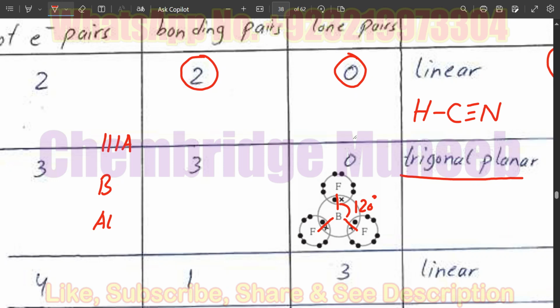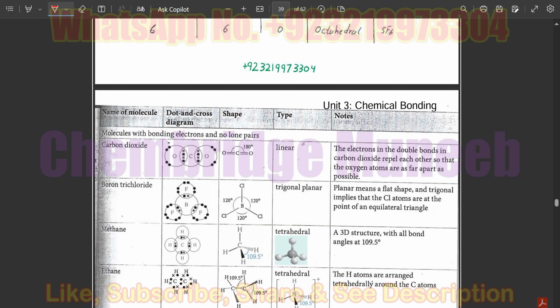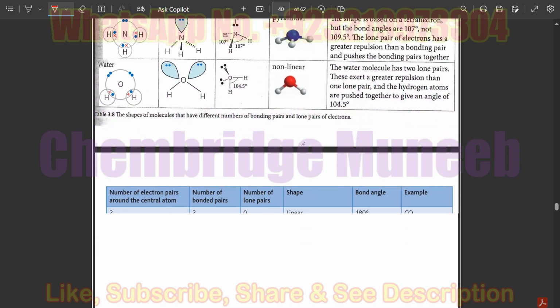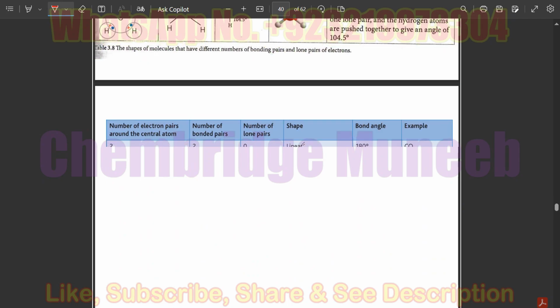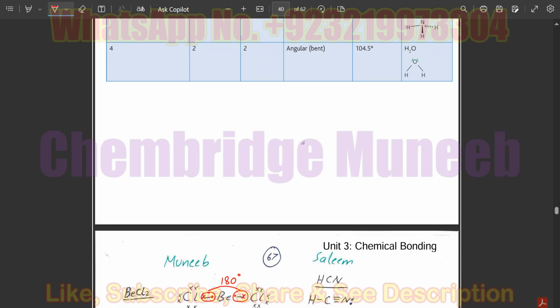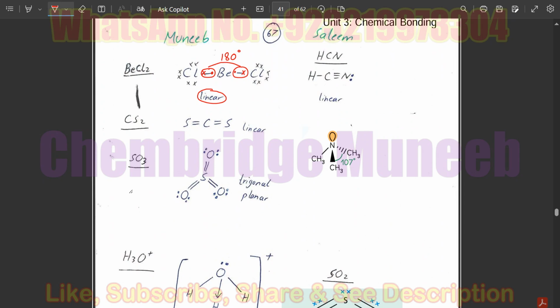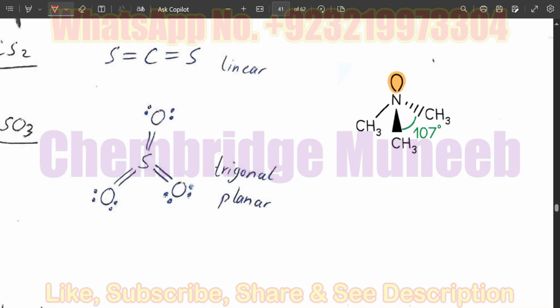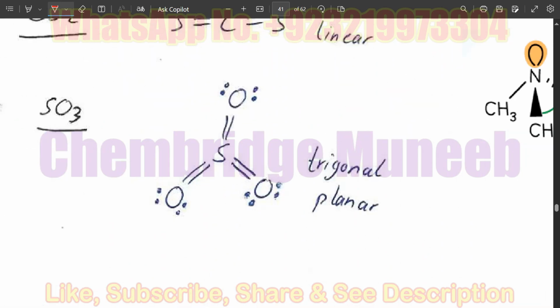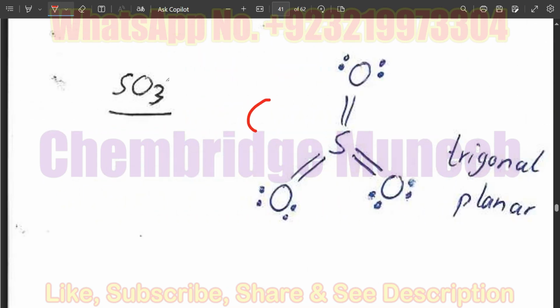We can also consider another example for trigonal planar, which is sulfur trioxide, SO3. Have you learned about this name before? Sulfur trioxide? Sulfate. No, it's not sulfate, it's sulfur trioxide. Yeah. Okay. SO3. It's SO3, the sulfur trioxide molecule.